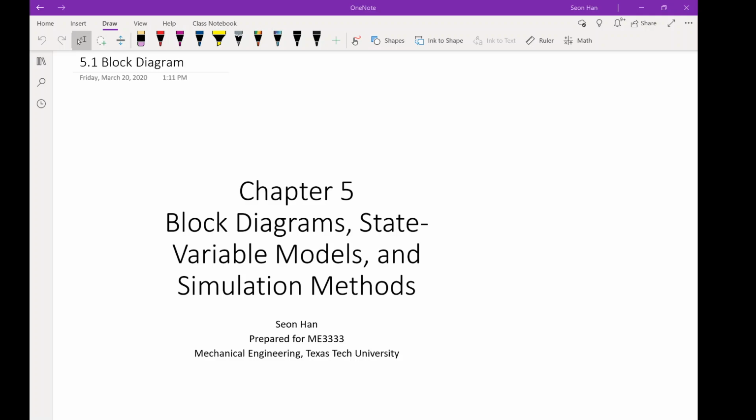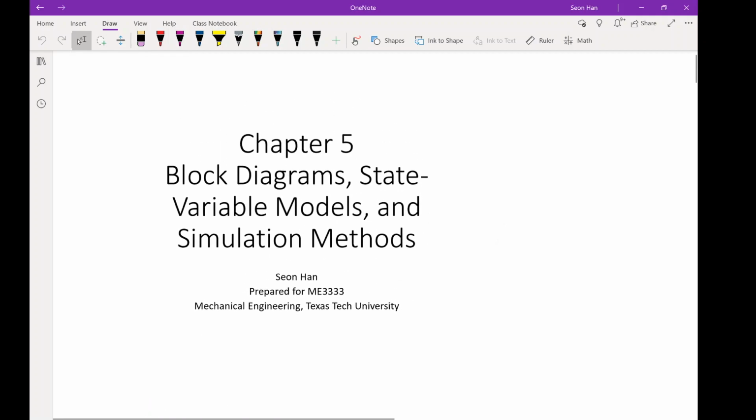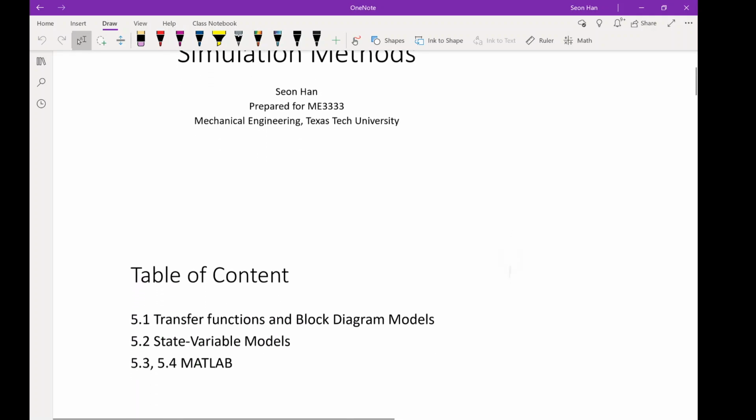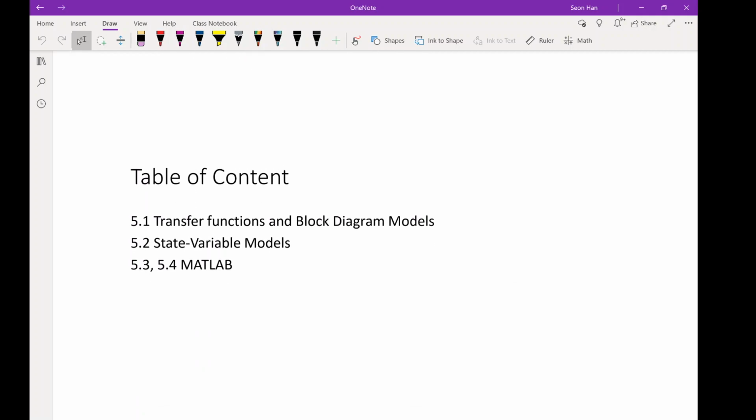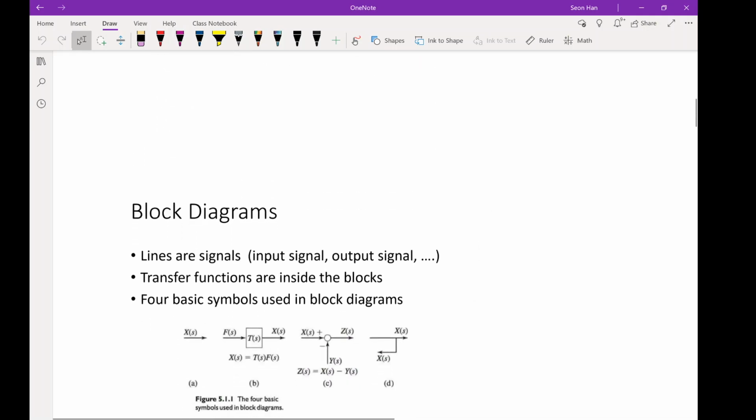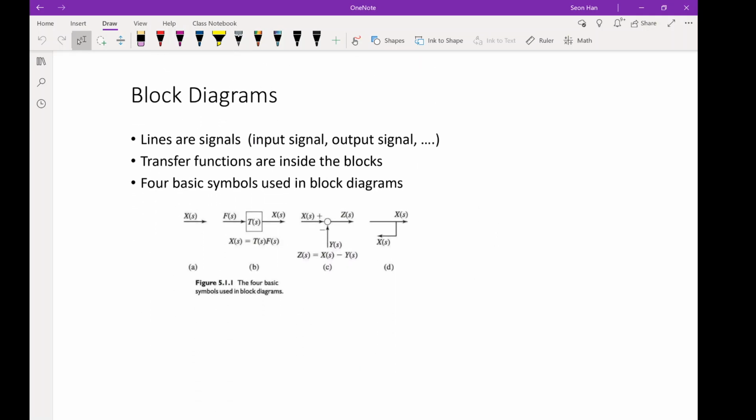This is part 1. Chapter 5 is about system models. It has three topics: the first one is transfer function, the second one is the block diagram, and the third one is the state variable models. We're only going to talk about block diagram for this chapter and a little bit of MATLAB at the end. The block diagrams are entirely in the S domain, and consist of blocks and lines and a summation node.